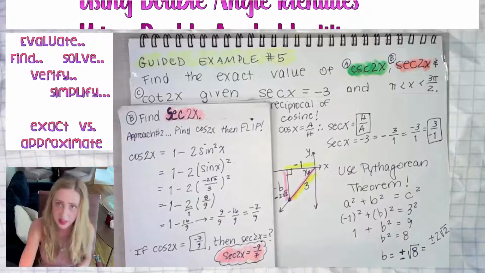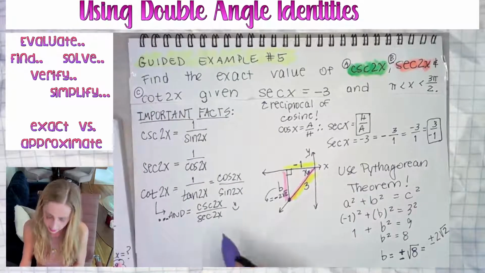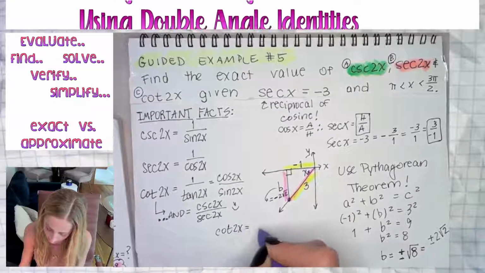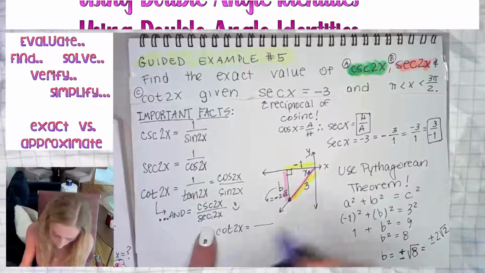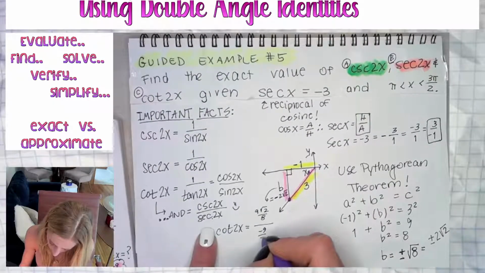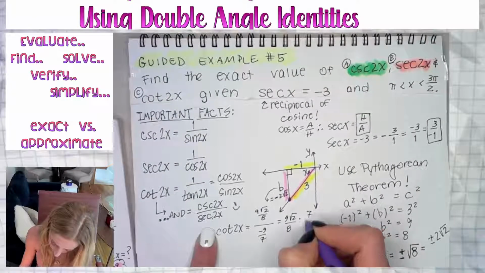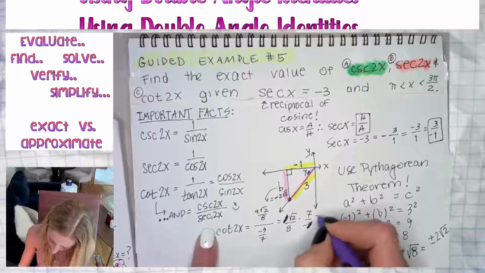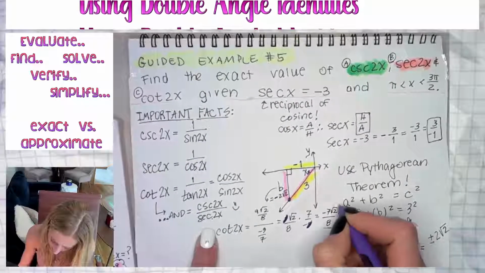Then for part C, last minute shortcut, we want cotangent 2x. I'm just jumping to do this. It's going to be cosecant 2x over secant 2x. What was cosecant? It was 9 root 2 over 8. This was negative 9 over 7. Keep, change, flip. Reduce. Like I said, think smarter, not harder. Final answer, negative 7 root 2 over 8. I hope I didn't mess up in my rush.